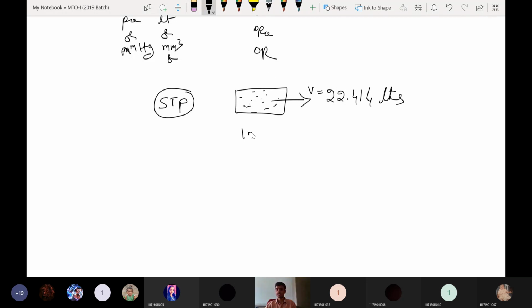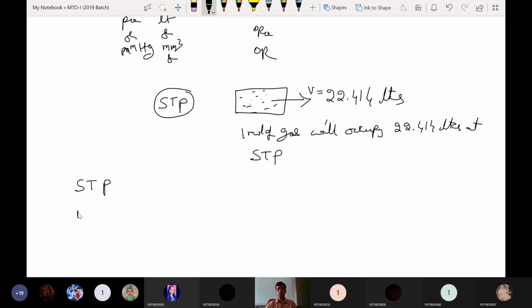1 mole of gas will occupy 22.414 liters at STP conditions, standard temperature and pressure conditions. I hope you know this definition, what is STP and what is NTP.